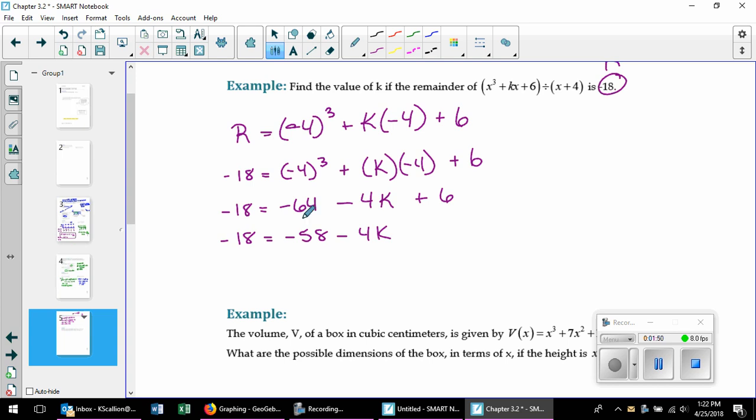So this is going to be, if I bring the -58 to the other side, +40 equals -4k. What's k equal to? -10. So nothing hard mathematical, it's just being able to sub it in.